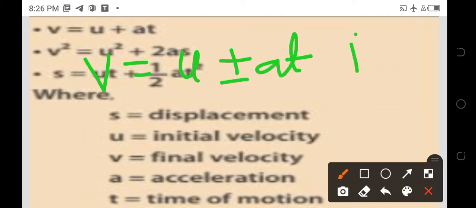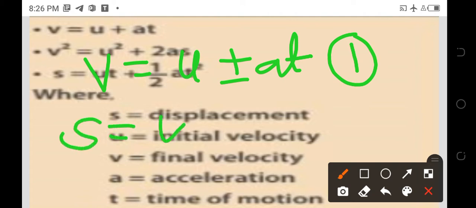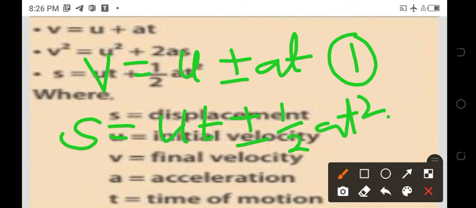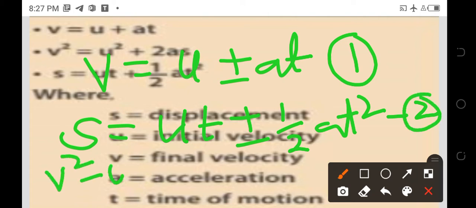So here, the equations of motion can be written as v equal to u plus or minus at. This is equation 1. s equal to ut plus or minus 1 by 2 at square. That's equation 2. Third one, v square minus u square equal to plus or minus 2as.